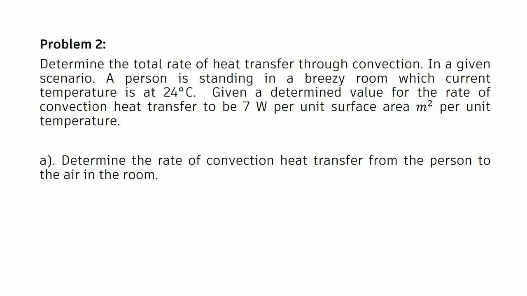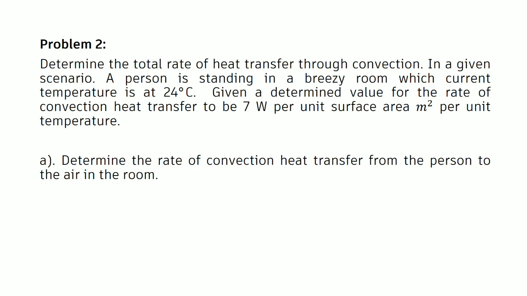In a given scenario, a person is standing in a breezy room whose temperature is 24 degrees Celsius. The given value for the rate of convection heat transfer is 7 watts per unit surface area per unit temperature. We are tasked to determine the rate of convection heat transfer from the person to the air in the room.